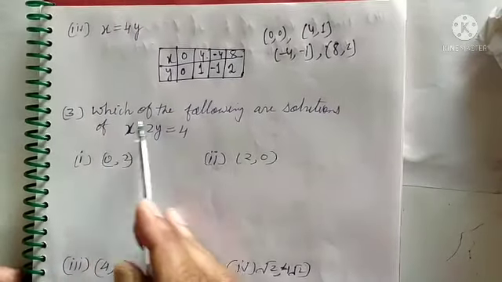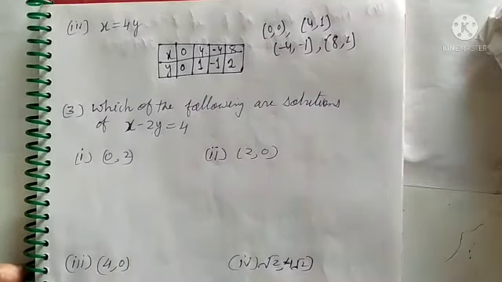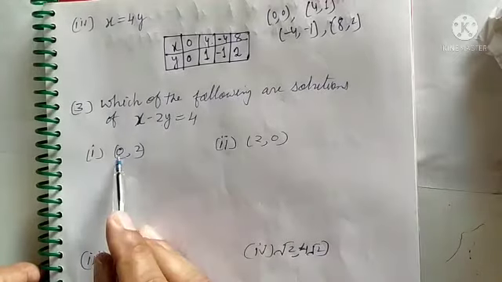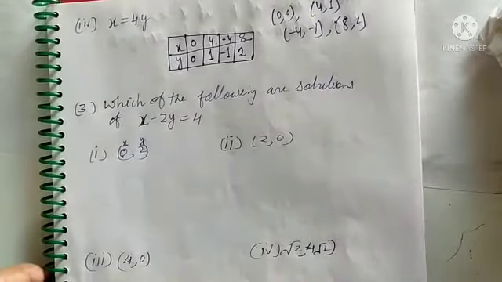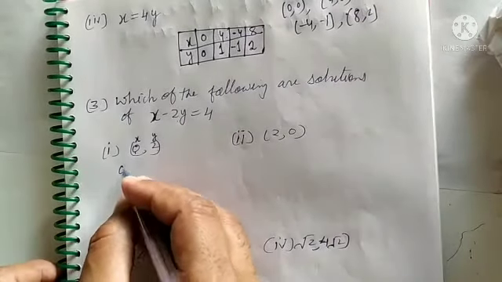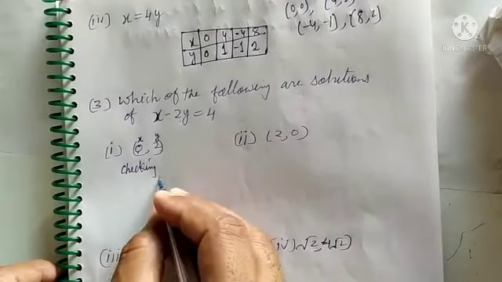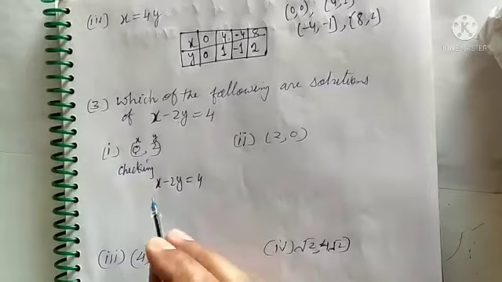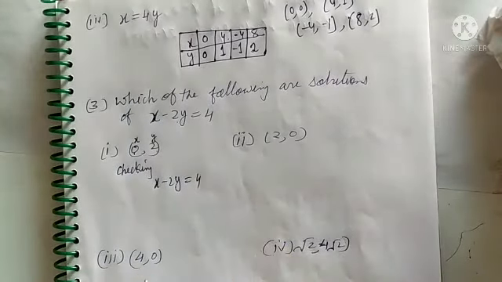Question number 3. Which of the following are solutions of the equation x minus 2y is equal to 4? It's so simple. How to do? Here the first solution given is 0, 2. It means x is 0 and y is 2. So we should check here; write down, checking the solution. We put the value of both x and y in x minus 2y is equal to 4, and after calculation if we get the answer 4, then it is true, otherwise not.